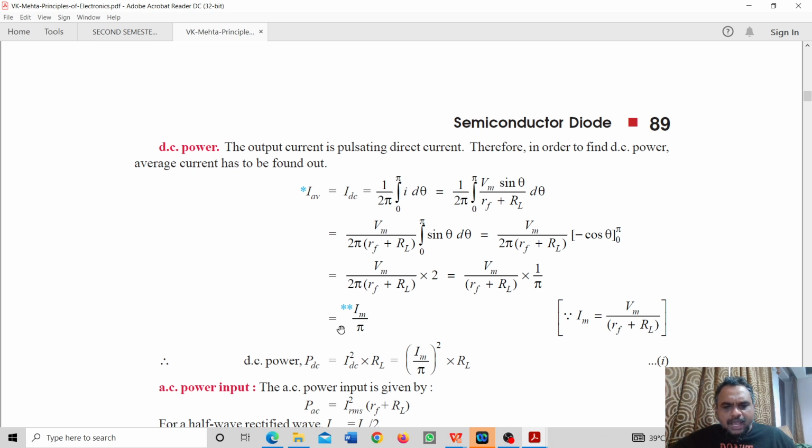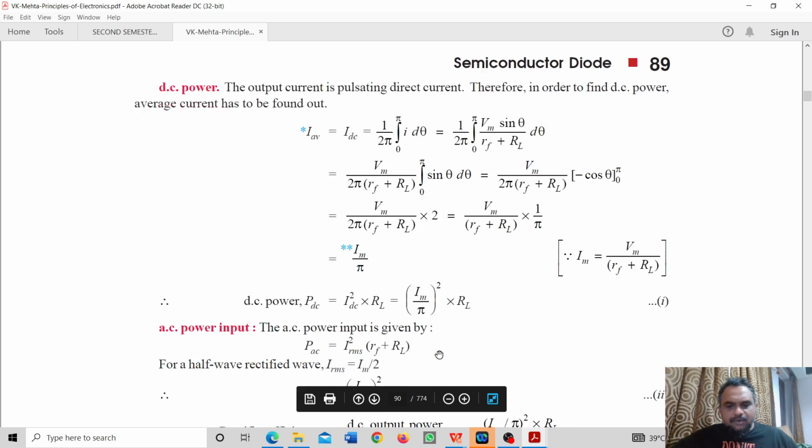Now I find the output power by finding the DC power due to this current. I have the DC current, that is the average current. Even though the current is not constant and is pulsating, I have found the average of this pulsating current over a full cycle. Then I use that equivalent average current to find the DC power, which is I DC squared into RL. So (Im by pi) the whole squared into RL is the DC output power.